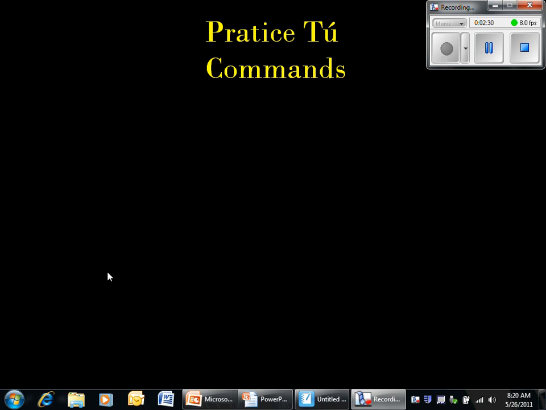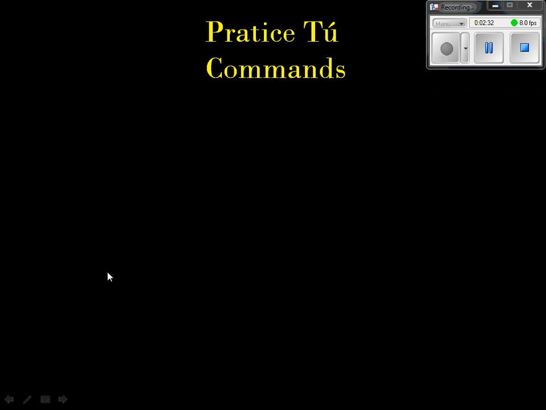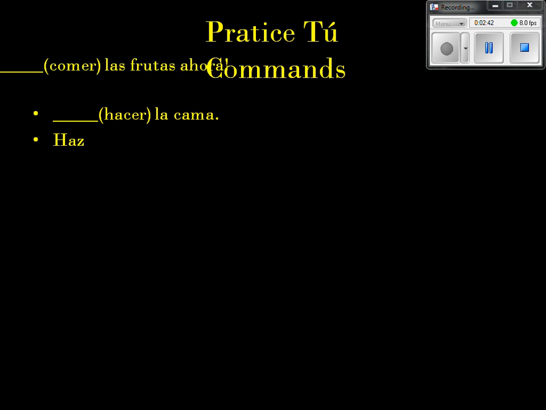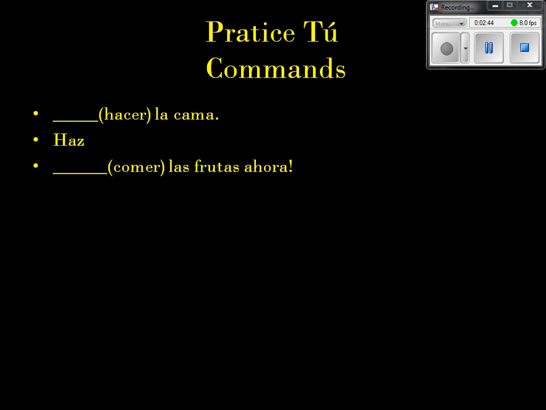Now let's practice the tú commands here with some questions. Number 1. Hacer la cama. The answer here would be haz because hacer is irregular in the tú positive form. Number 2. Comer las frutas ahora. This one would be come because you take comer and then put it in the él, ella, usted form for tú positive commands.